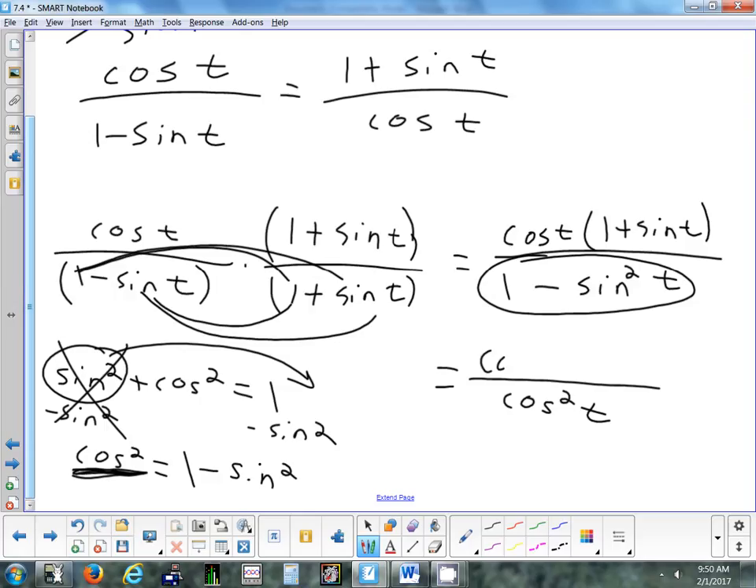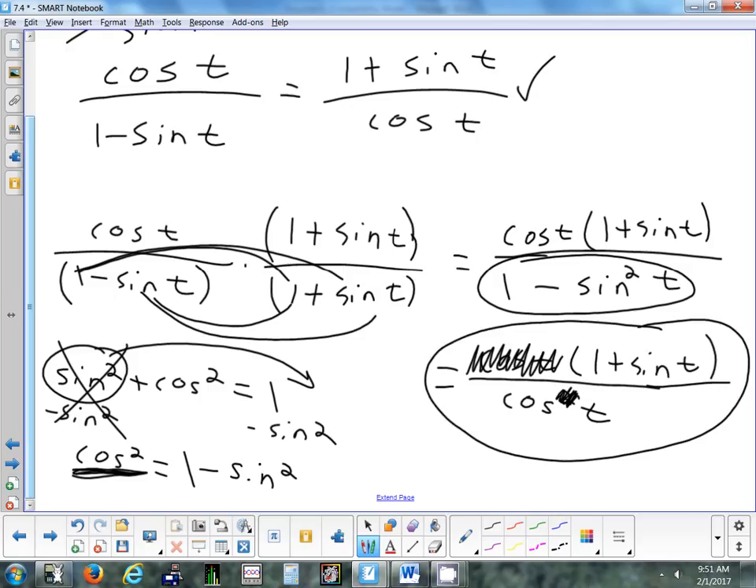And now look what's in the top. Cosine times 1 plus sine. What do the top and the bottom both have in common? Yeah, there's 1 cosine in the top. How many in the bottom? 2. So they each have 1 in common. 1 in the top, 1 in the bottom. What's left in the top now? 1 plus sine is in the top. What's in the bottom? Cosine. That's exactly what I was supposed to get. Okay, so that's the trick with the conjugate.